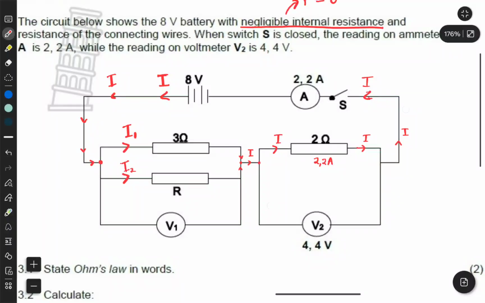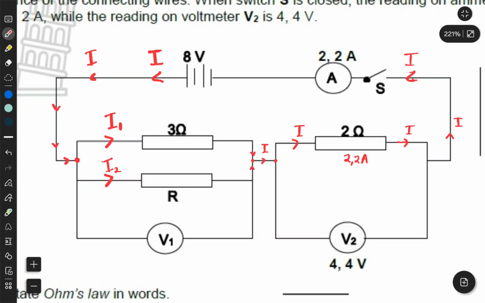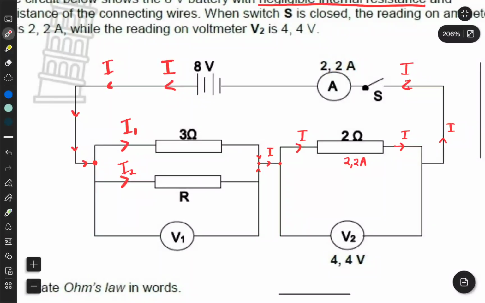All right, so now we are done tracing the current. Another thing we can do is interpret the circuit. If V2 is 4.4 volts and my total voltage supply for the circuit is 8 volts, it would mean that the remaining voltage should be 8 minus 4.4.